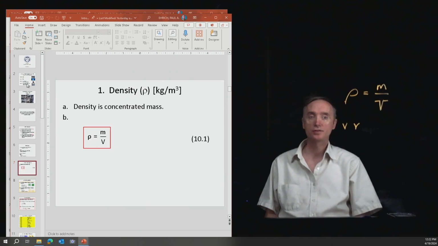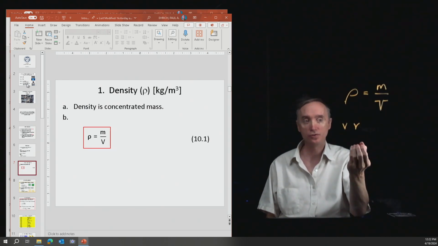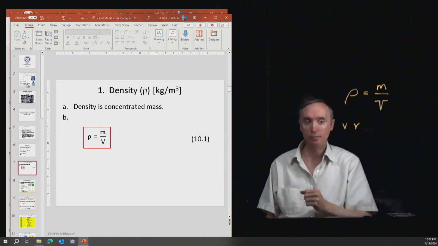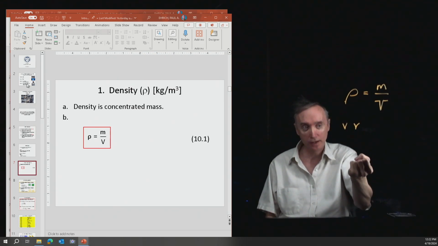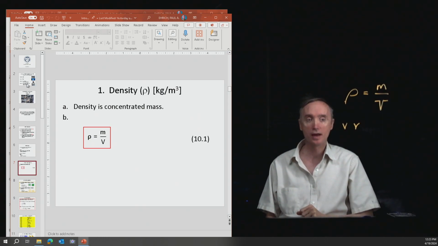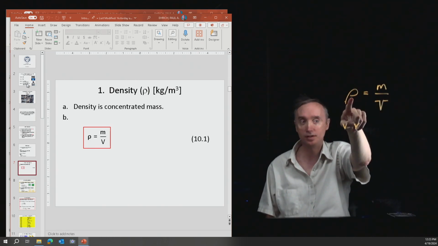But density is how concentrated a mass is. For example, you could take a piece of paper and wad it up into a ball. That piece of paper has a certain mass M, and then it would have a certain volume V. If you then take that ball and make it even smaller, you are increasing the density of that paper. Notice that as the V gets smaller, and it's in the bottom part of the formula, the density gets larger.